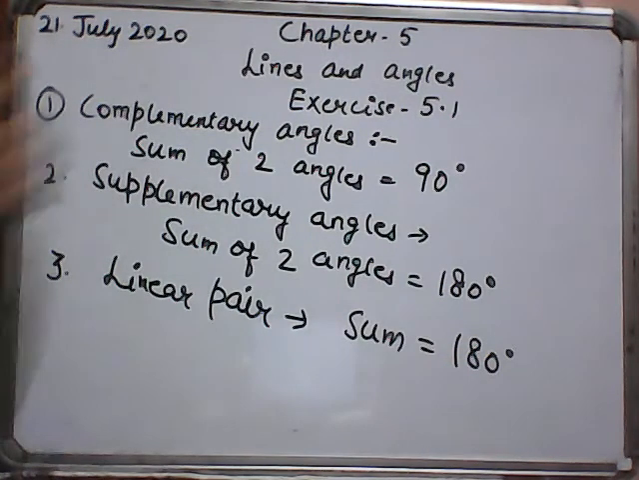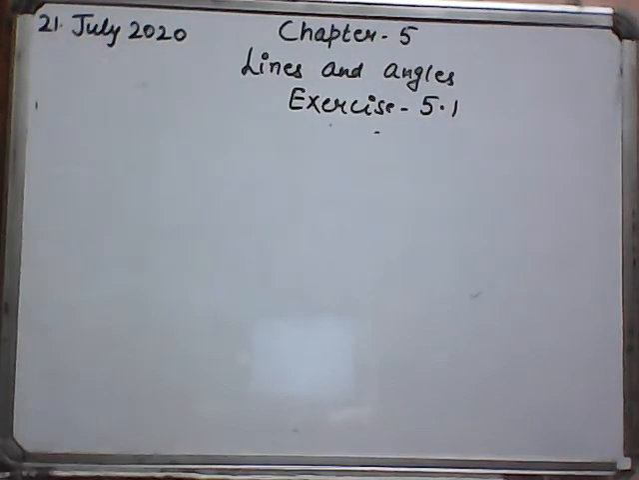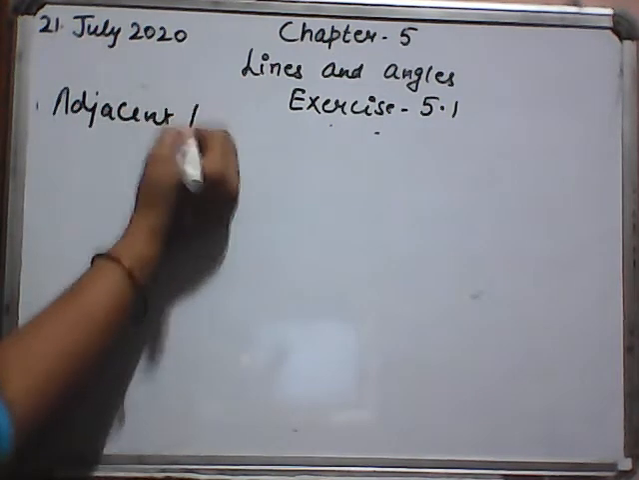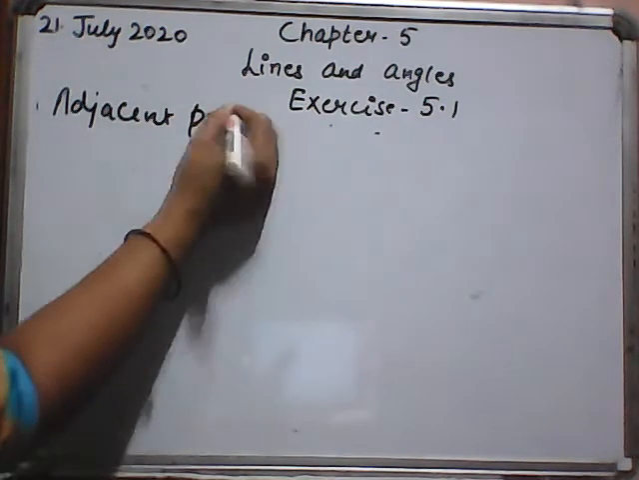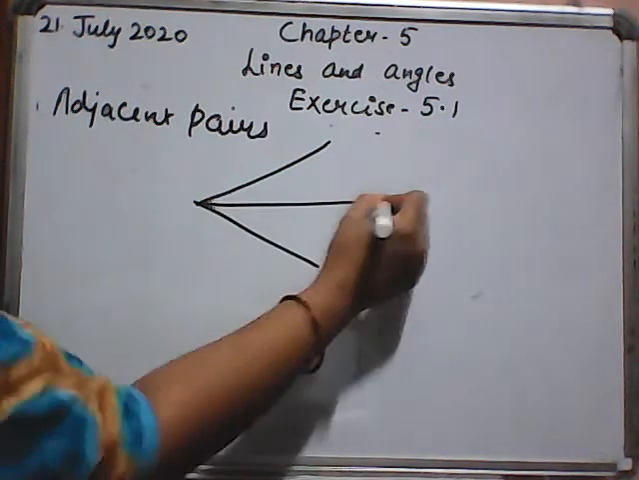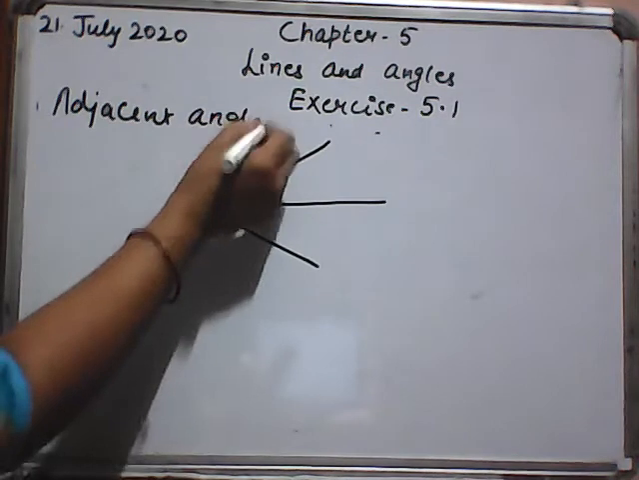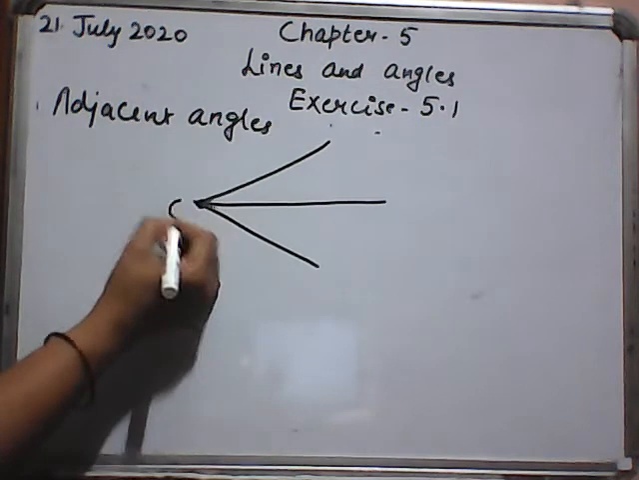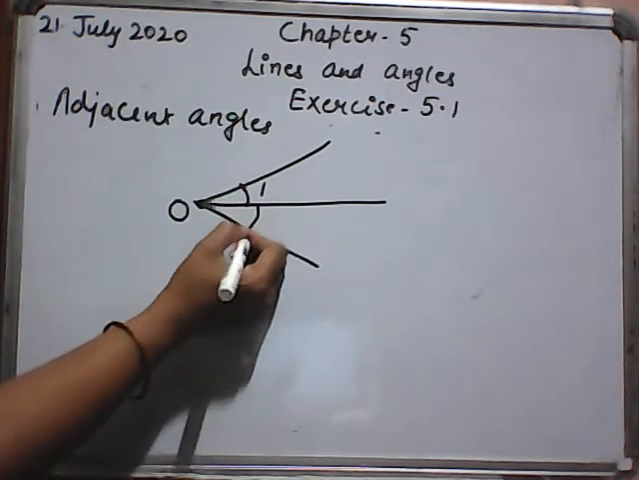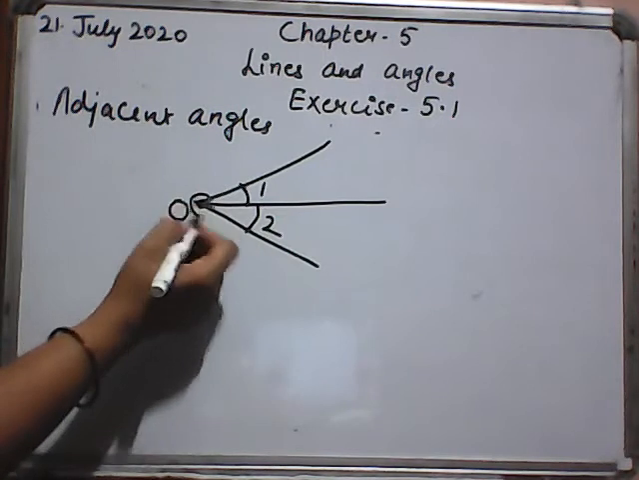Next one is adjacent angles. Adjacent angles means a pair of angles which satisfy all three conditions. First one is a common vertex. Suppose we have angle 1 and angle 2. Angle 1 and angle 2 have a common vertex O.